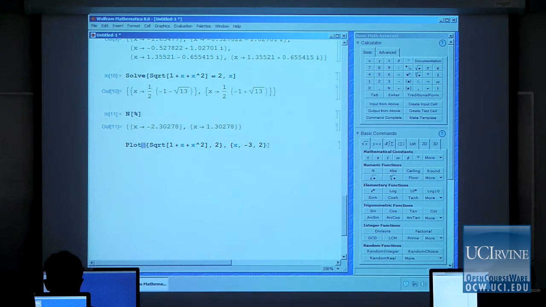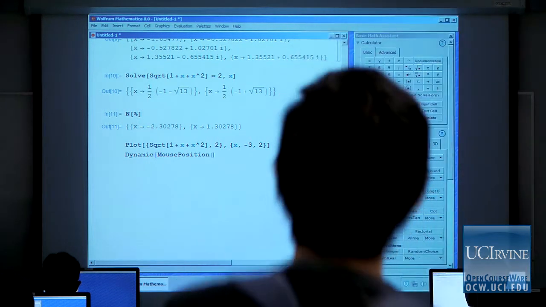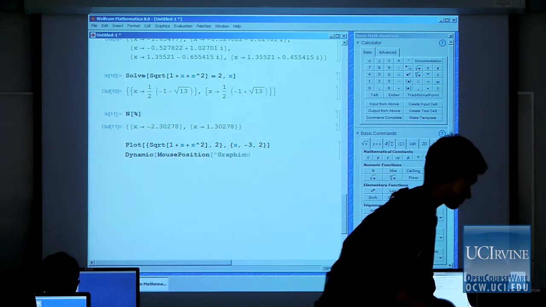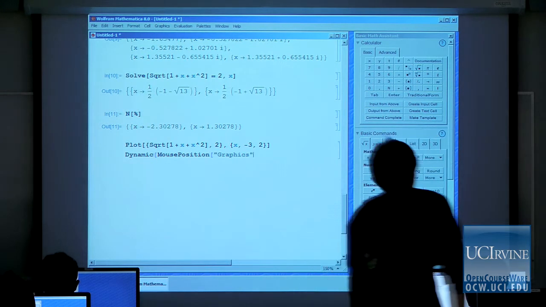All right. And the other thing I'm going to do here is I'm going to turn on the mouse so that when I run it over the graph, it will tell me where I am in terms of the coordinates of the graph. So that's kind of a useful thing to be able to check up close. So there's this command called Dynamic. And then we're going to put in there MousePosition. And then that has an argument Graphics. Okay, so you'll see what this does in just a second.